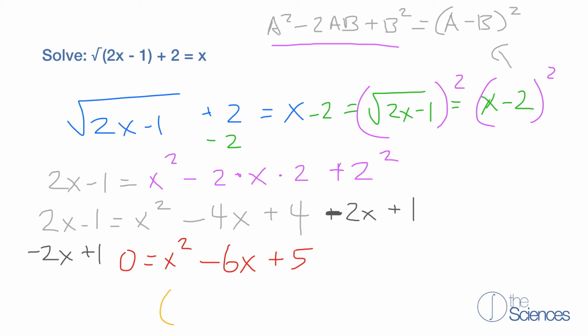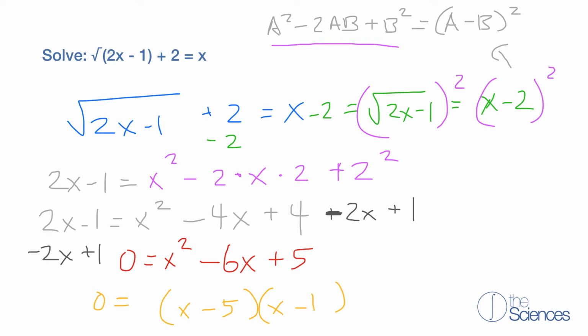So here we have 0 equals, since we have x squared, we have x in both our first terms. Now we have a positive 5 here, but we have a negative 6x. So this means that both of these numbers must be negative. So we have 5 and 1.